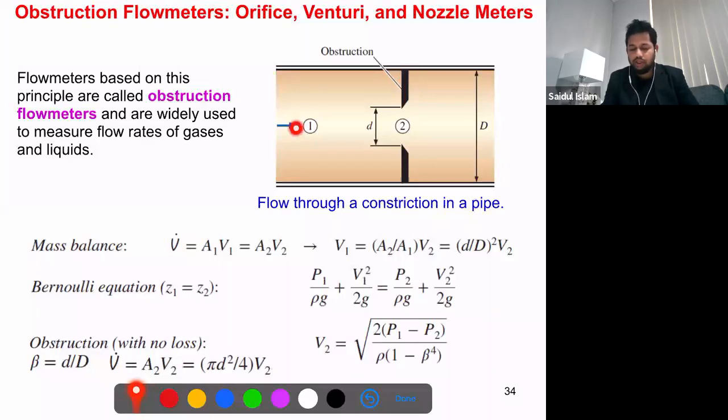Let's say this is the outlet. We have the pins, that's the obstruction, so it becomes narrow. So for all this section, we can use the obstruction flow meter.